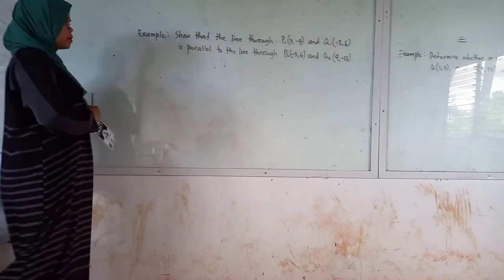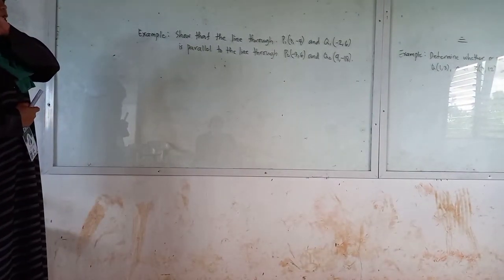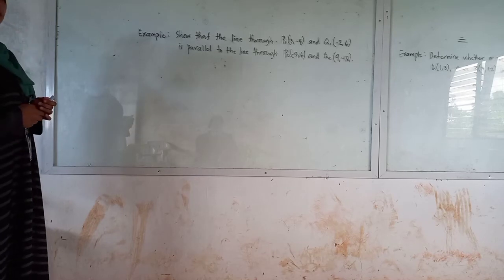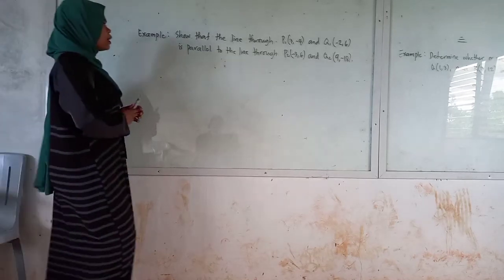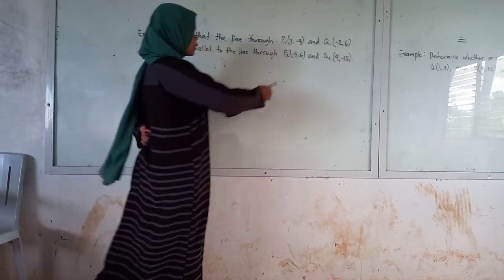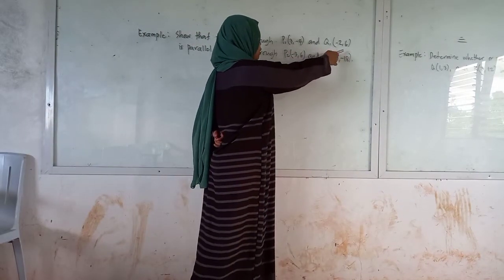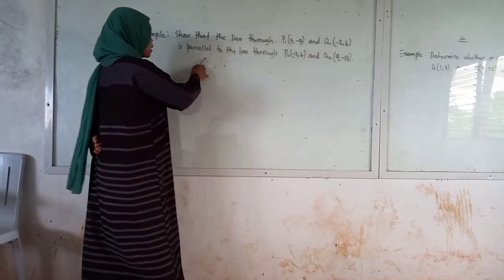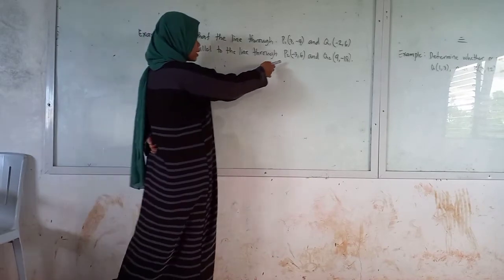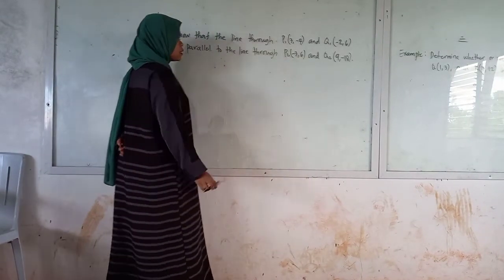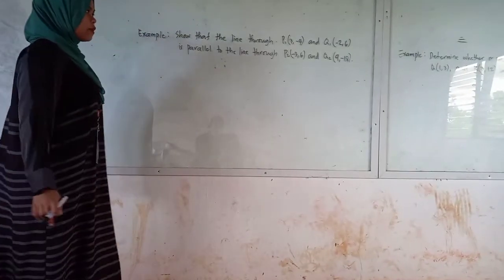Solve this problem. This is a continuation of your lesson in week 2. Show that the line through the points (3, -4) and (-2, 6) is parallel to the line through the points (-3, 6) and (9, -18).